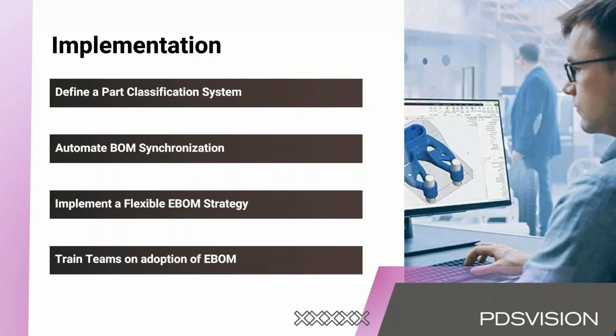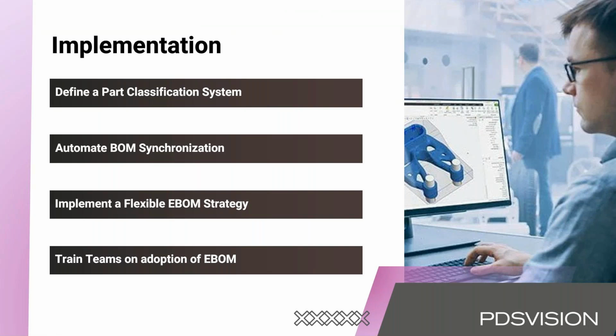We then implement a flexible EBOM strategy. So organizations can maintain a dual CAD-driven and part-driven EBOM structure within Windchill, meaning top-down or bottom-up processes. And then finally, train teams on adoption of EBOM. So this ensures that engineering teams understand how to leverage Windchill's EBOM and process features to utilize the system's full PLM capabilities.